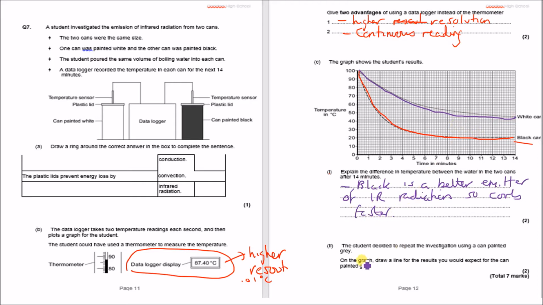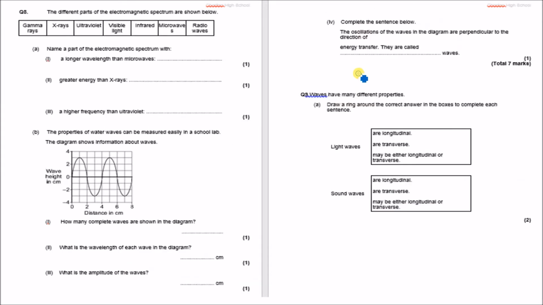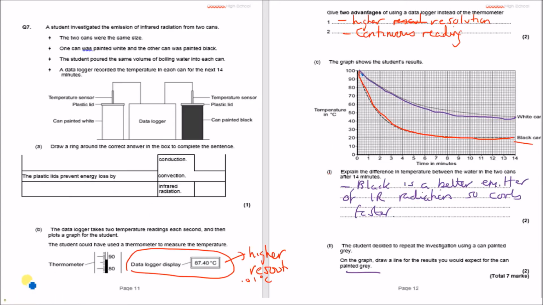Right, the next one says, on the graph draw a line for the results you would expect for the can if it was painted grey. So grey is kind of between the two, because grey is darker than white, and the darker the colour, the better it is going to be at emitting. But it's not as dark as black, so it's not going to emit as much as black. So I'm going to start at the same temperature, but it's going to be somewhere between the two, and that is going to be the grey one.